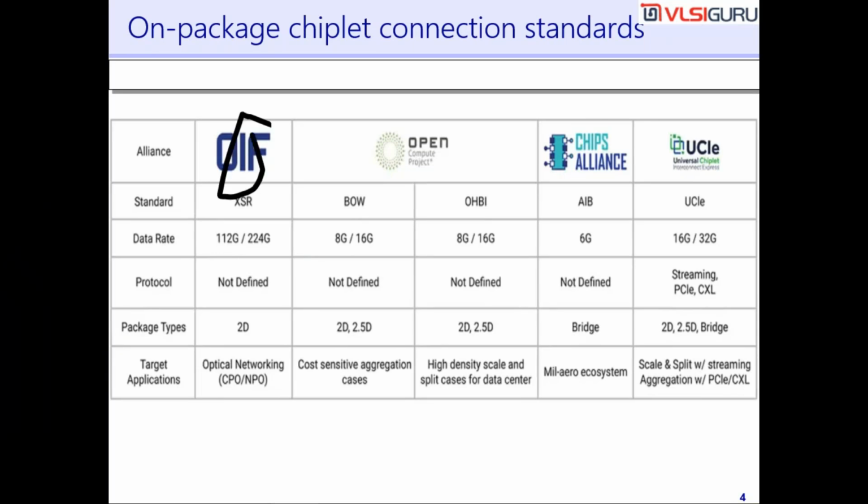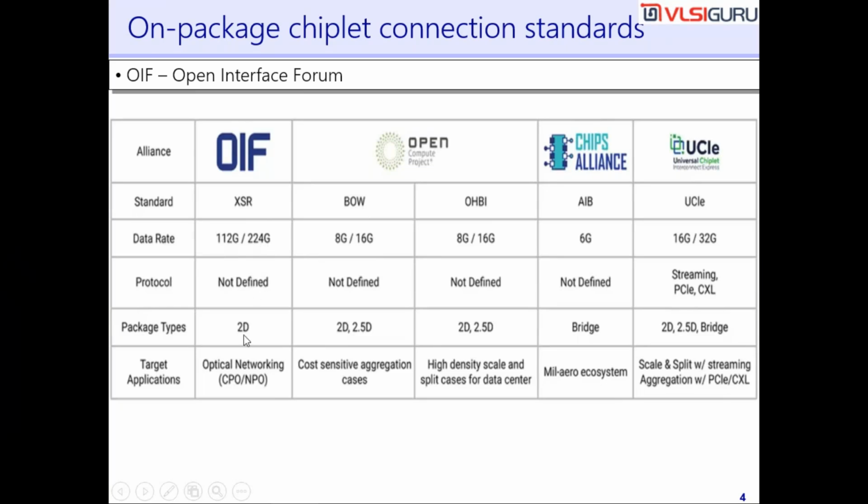One is called OIF, which stands for Optical Internetworking Forum. That is an XSR standard. That alliance is called the Open Interface Forum. Like we have the UCIe Forum, a group of companies with that interconnection standard, there was one more forum called OIF. They have developed a standard called XSR. It gives a data rate of 112 giga or 224 giga.